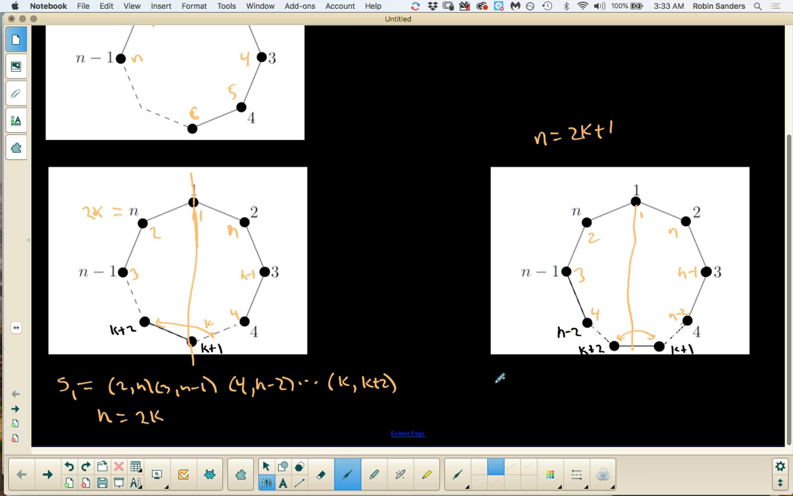So when n is odd, the S1 permutation is going to look like 2 goes to n, 3 goes to n minus 1, 4 goes to n minus 2, and the only thing is that the ending place turns out to be k plus 1 goes to k plus 2. So really the only difference between these two things is where they end.